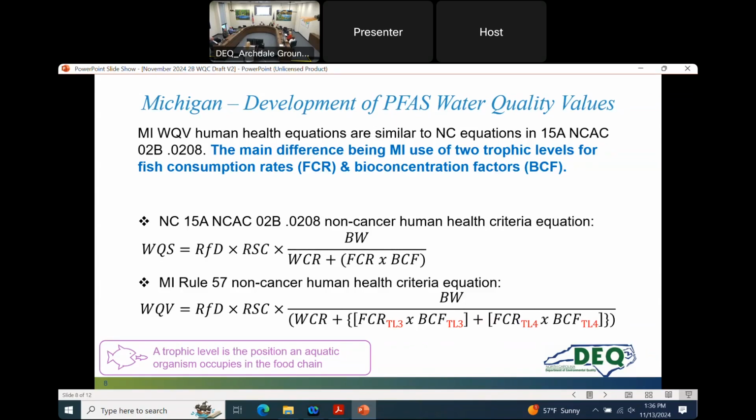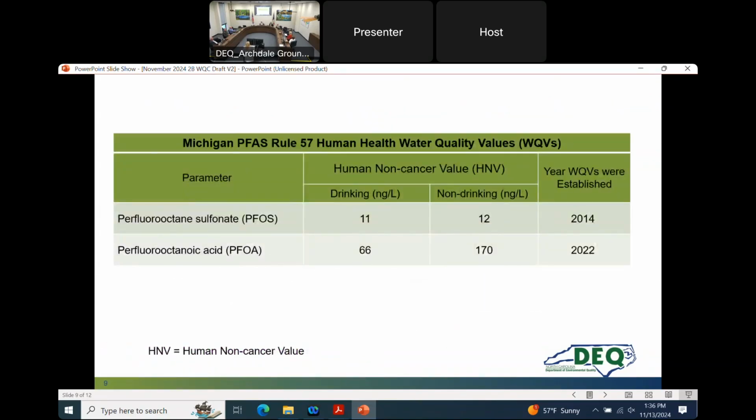So back when they did it, in 2014 and 2022, they came up with 11 nanograms per liter for drinking water and 12 nanograms per liter for non-drinking water for PFOS. And for PFOA, they recalculated them since 2014. In 2022, they came up with 66 for PFOA in drinking water and 170 in non-drinking water. The reason I bring this point up, and we'll see what Michigan does, it will be interesting.